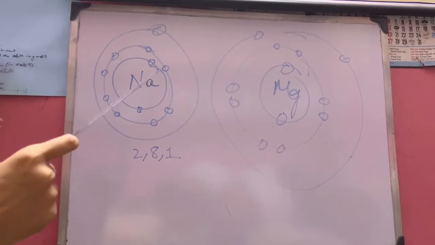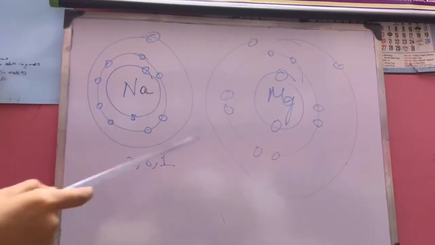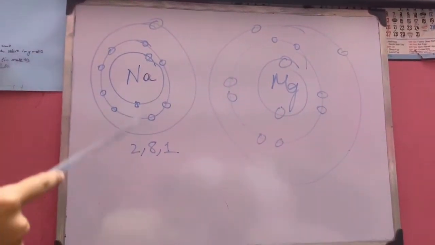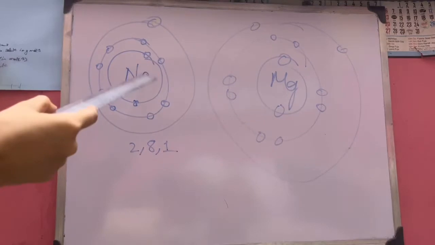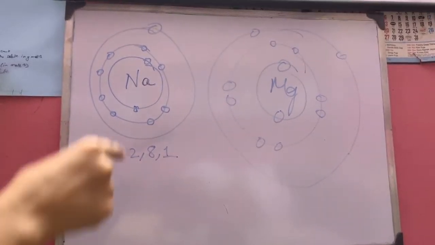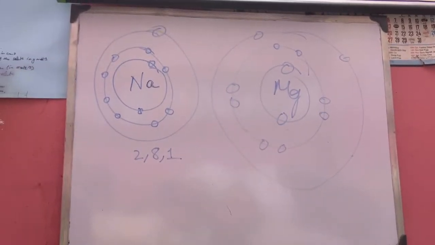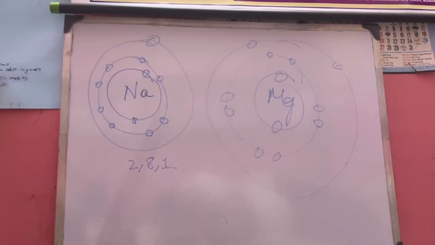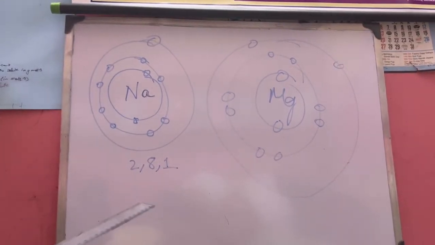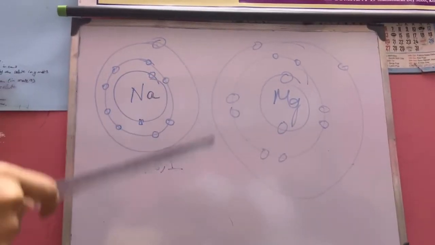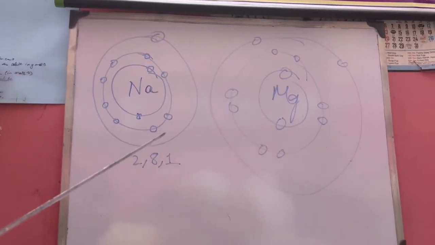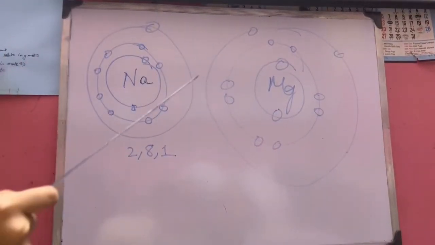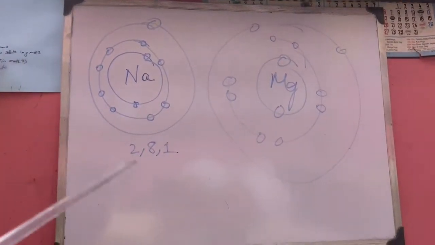Now sodium needs either 7 electrons to complete its octet, or it can get rid of this 1 electron and its octet will be completed with the configuration 2, 8, because 1 electron it is going to lose. Obviously for sodium it will be much easier to donate this electron, to get rid of this 1 electron rather than gaining 7 electrons. That is the reason sodium will always want to donate its electron rather than gaining electrons.